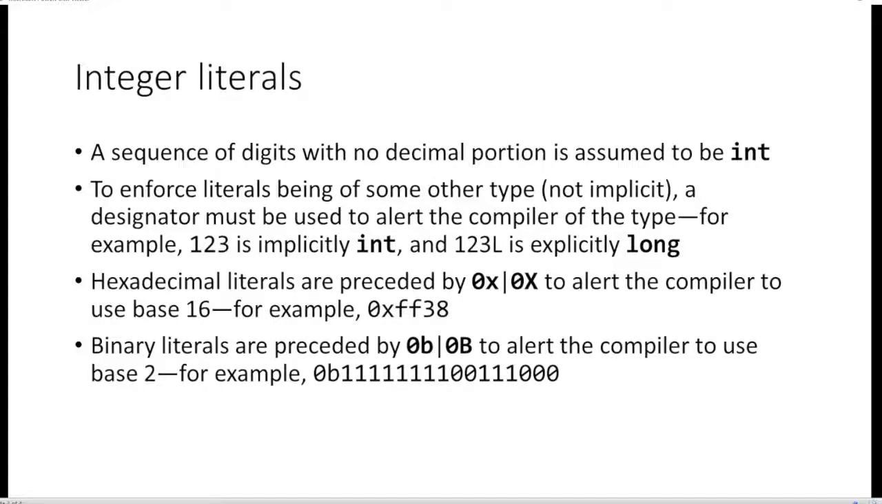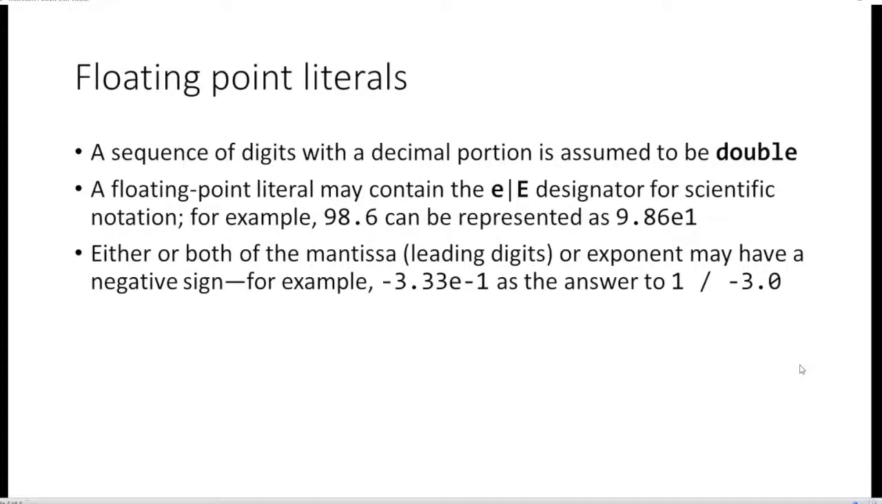Hexadecimal literals are actually preceded by a designator that tells the compiler that their base is different, not decimal, but 16. We put a 0 and an X, either lower or uppercase. Binary literals have a 0 and a B. Floating point literals are a sequence of digits, perhaps a negative sign in there, decimal point, and some more digits. A floating point literal is assumed to be double.